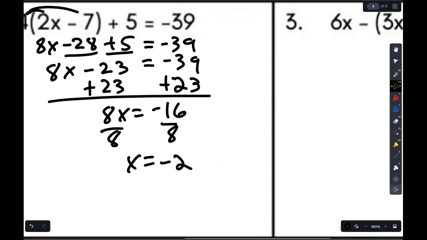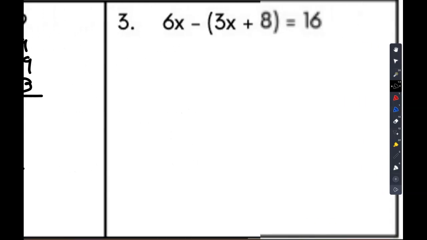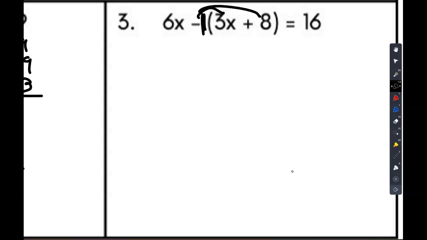All right, number 3. All right, here, see I get this little minus here? That's understood coefficient of 1, right? That negative 1 needs to be distributed on both of those. So that's going to leave me with 6x. Negative times a positive is a negative. 1 times 3 is 3x. Negative times a positive is a negative. Negative times 1 times 8 is 8, equals 16.